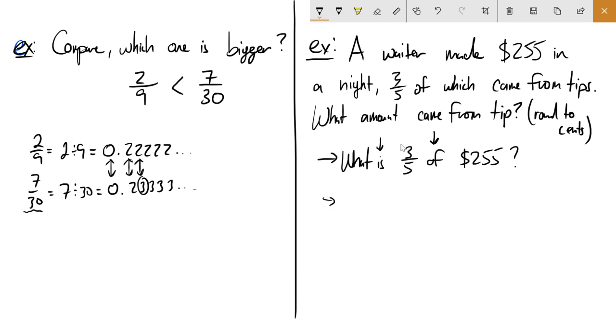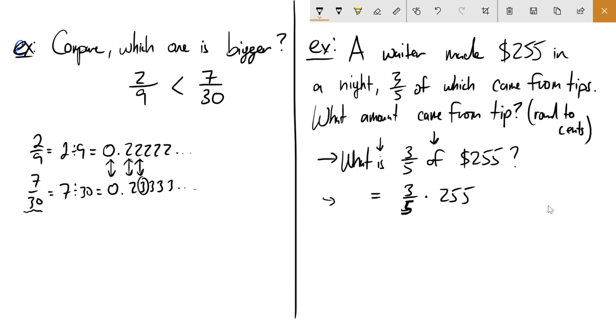and "is" is also a key word. This is something we'll talk about more later. Is in math means what? Of means multiply, but "is" is another key word, which almost always means equals to, right? So it's almost like what number we don't know is 3/5 of 255. So ultimately, if you want to calculate a fraction of a number, you just take the fraction times the number.